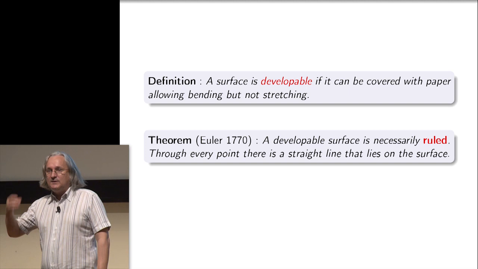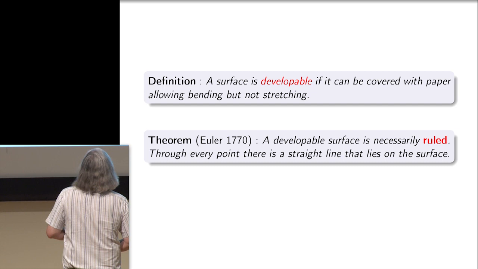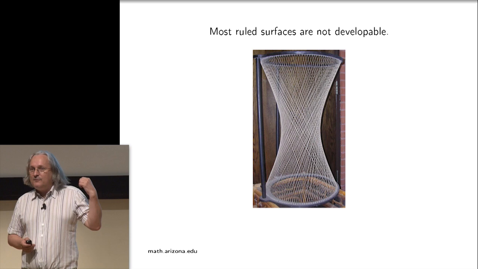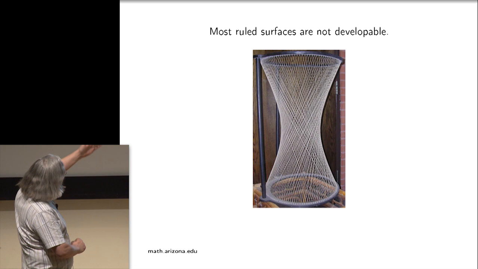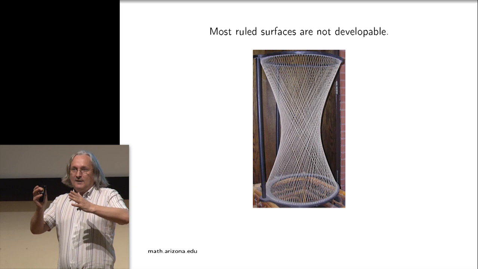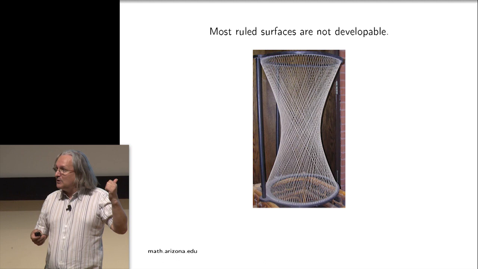But then he explains that to be ruled is not sufficient. For example, here you have a very beautiful surface called a hyperboloid. You can see it is ruled because it is made out of straight lines. But obviously, if you try to paste a sheet of paper on it, you will have wrinkles. This ruled surface is not developable.